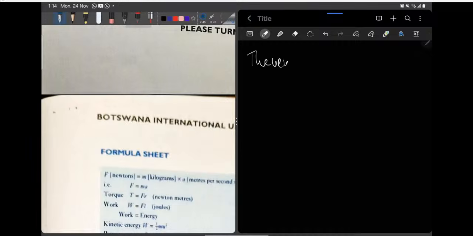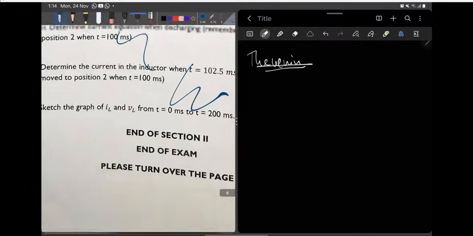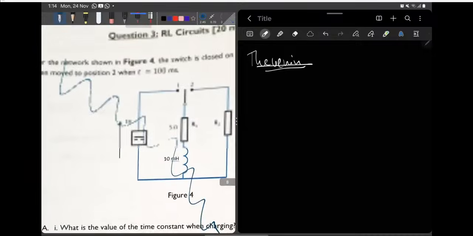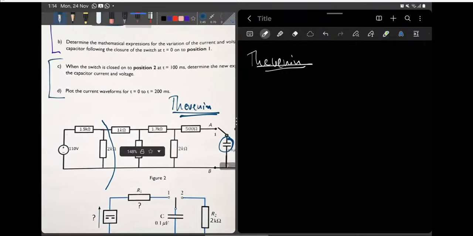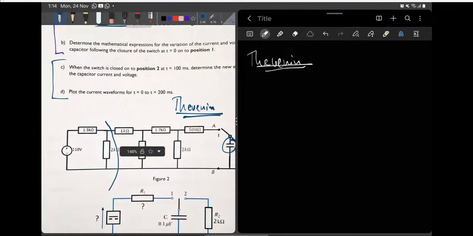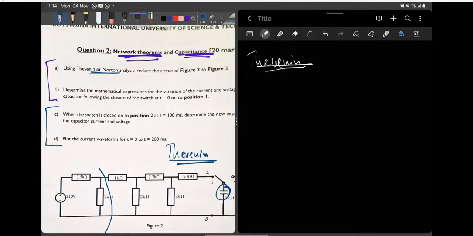So we are doing the Thevenin theorem. That is the very first part. This first part of the question has nothing to do with capacitance. It has everything to do with Thevenin. What they've said is, using the Thevenin analysis, reduce the circuit. So we're just going to reduce the circuit. That's what Thevenin is for. It's voltage divider stuff, so we know that's not even a problem.